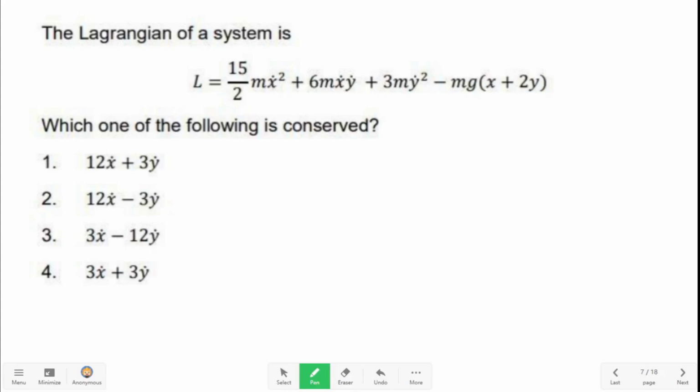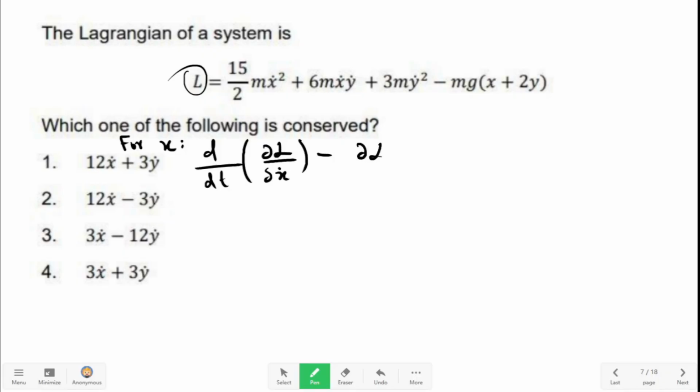In this problem we have a Lagrangian given and we have to find out what is the conserved quantity. First of all, let us use the Lagrangian and find out the equation of motion. So when we put in the Euler Lagrange equation, for x, let us find the equation of motion. d by dt of del L upon del x dot minus del L upon del x. This is equal to 0.